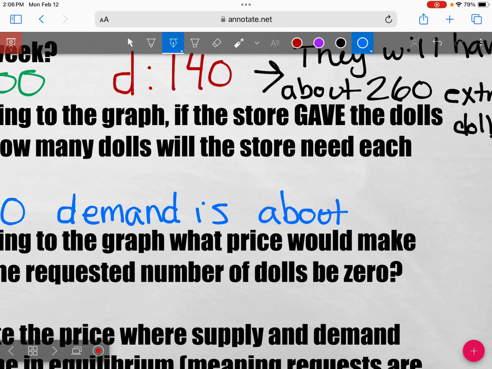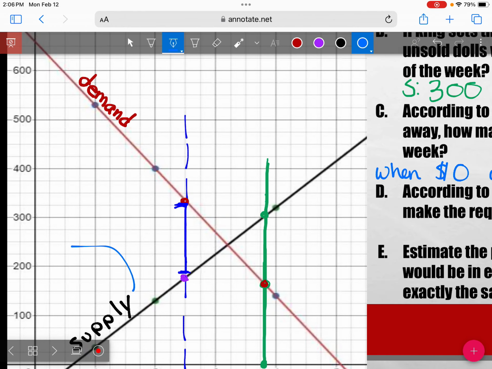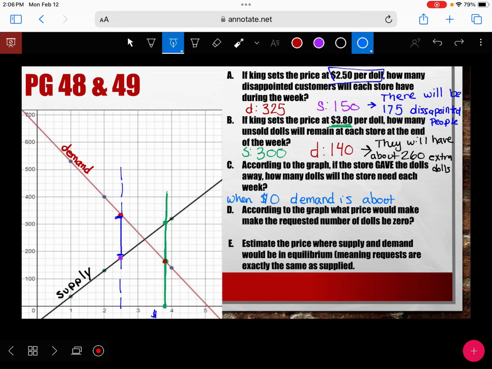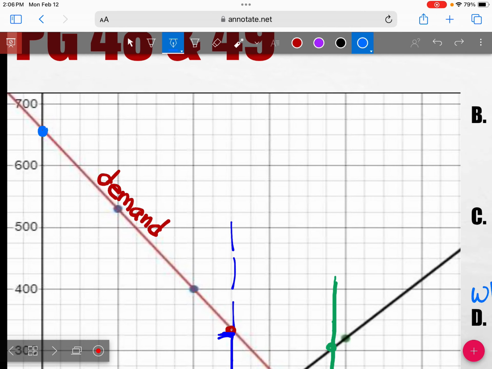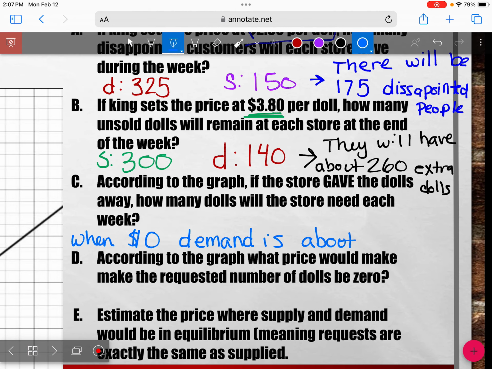No, 1,070. Yeah, maybe about 650. It's where our demand is our y-intercept. It's up here. When price is zero, I'd say about 650 people would want the doll. That's the problem with free giveaways. Not everybody wants the dang doll, even if it's free.